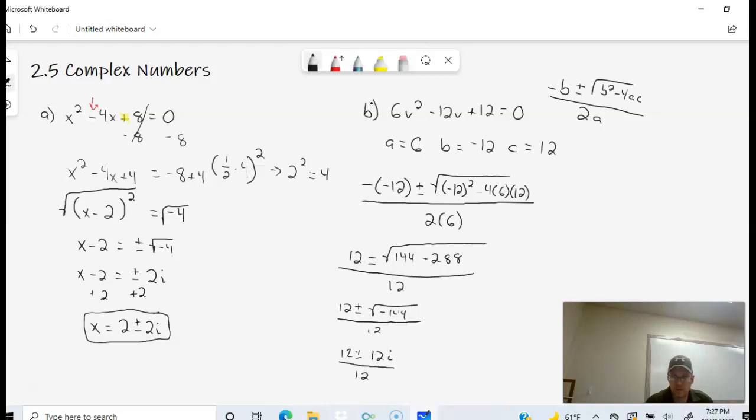over 12. And I know that all three of those terms have something in common. 12 divided by 12 is 1, plus or minus 12 divided by 12 is 1, so 1 plus or minus i. Alright, so we could have completed the square on either one of them. We can do the quadratic formula, but both of them are going to get us to the same thing, and it begins to show why we're learning about complex numbers, because we're going to have these radicals that could potentially have negatives underneath them.